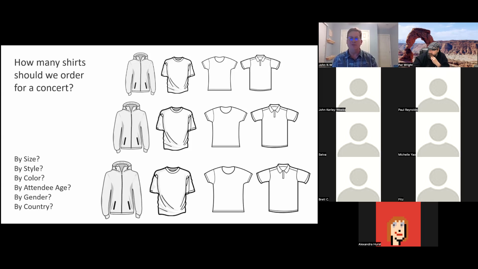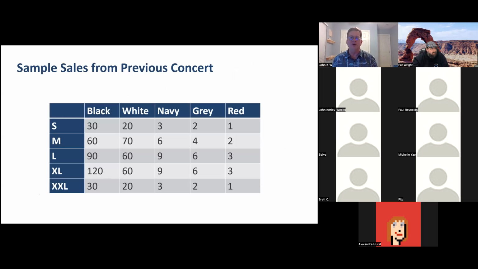So you want to have some type of predictive capabilities to be able to identify what type of inventory for the shirt you should be ordering. So you could take a look at samples from a previous concert where you've got small, medium, large, extra large shirts, and you've got lots of different colors.